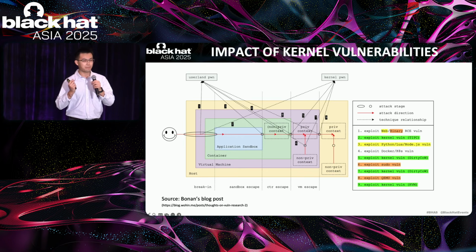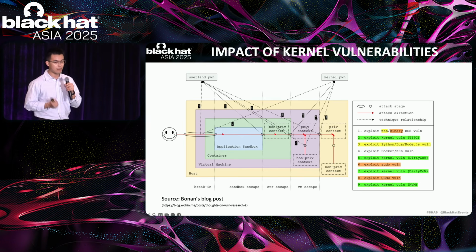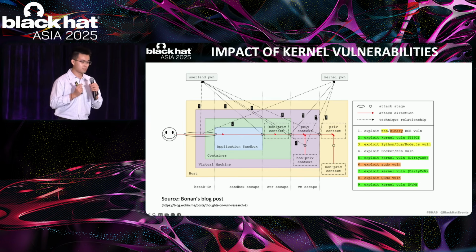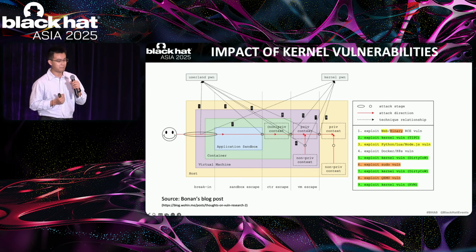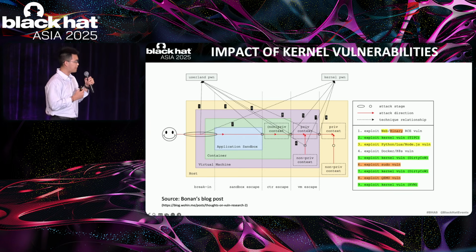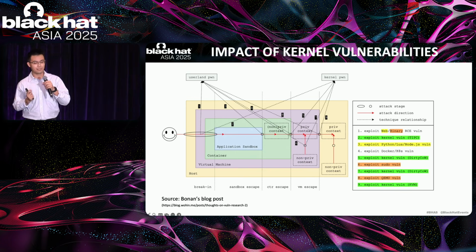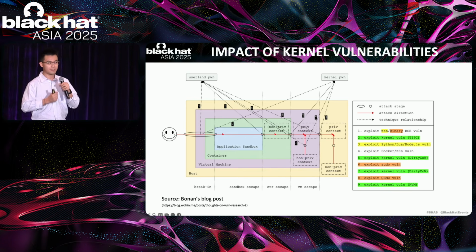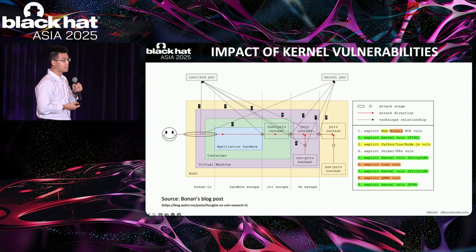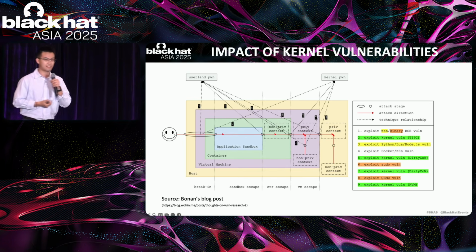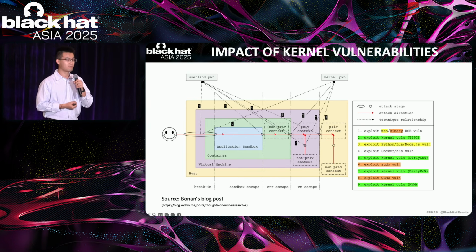But after he breaks into your environment, if he wants to make the attack bigger, he will continue to break out. That is, he must break the application sandbox, and then the container, and then the virtual machine, and finally, he will get your host. So what's the role of the kernel in each step?